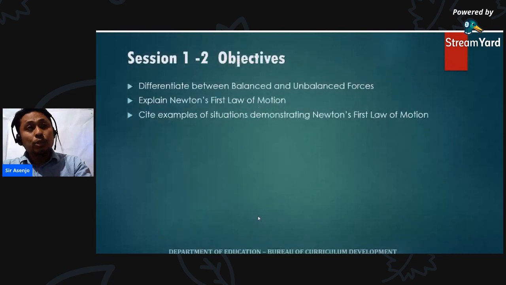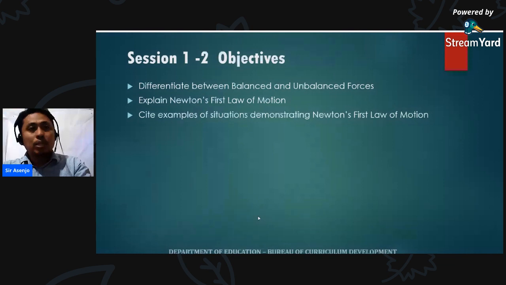Now, in this Session 2, okay, these are the learning objectives. First, differentiate between balanced and unbalanced forces. Second, explain Newton's first law of motion. And of course, cite examples of situations demonstrating Newton's first law of motion.